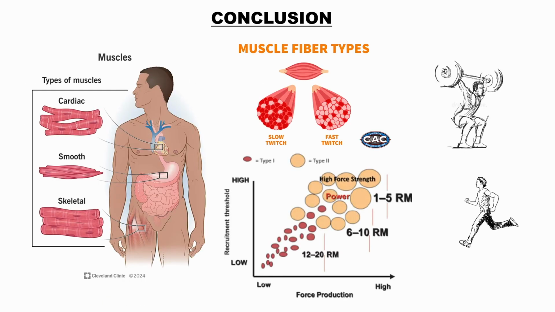So in conclusion, there are three types of muscle: cardiac in the heart, smooth muscle in the organs, and skeletal muscle, which has two fiber types: slow twitch and fast twitch. I also covered the Henneman size principle and how training can affect the proportions of these muscle fiber types.